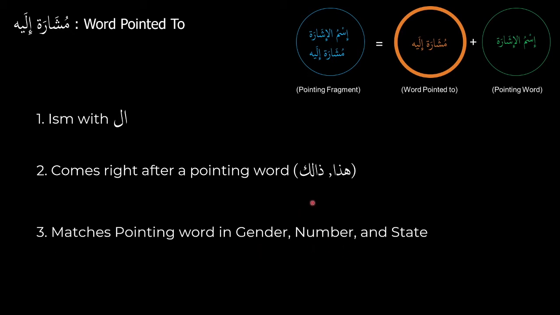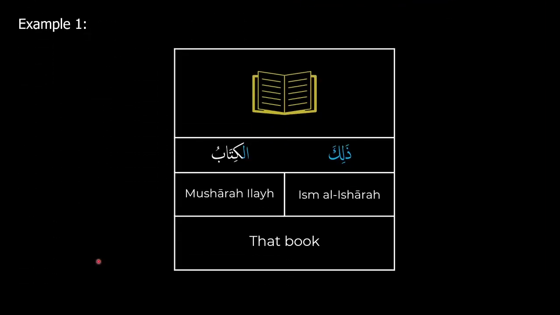In reality, all four properties match because since you need an al for the mushara ilay, it becomes definite, so all four properties must match. So let's go over a few examples.